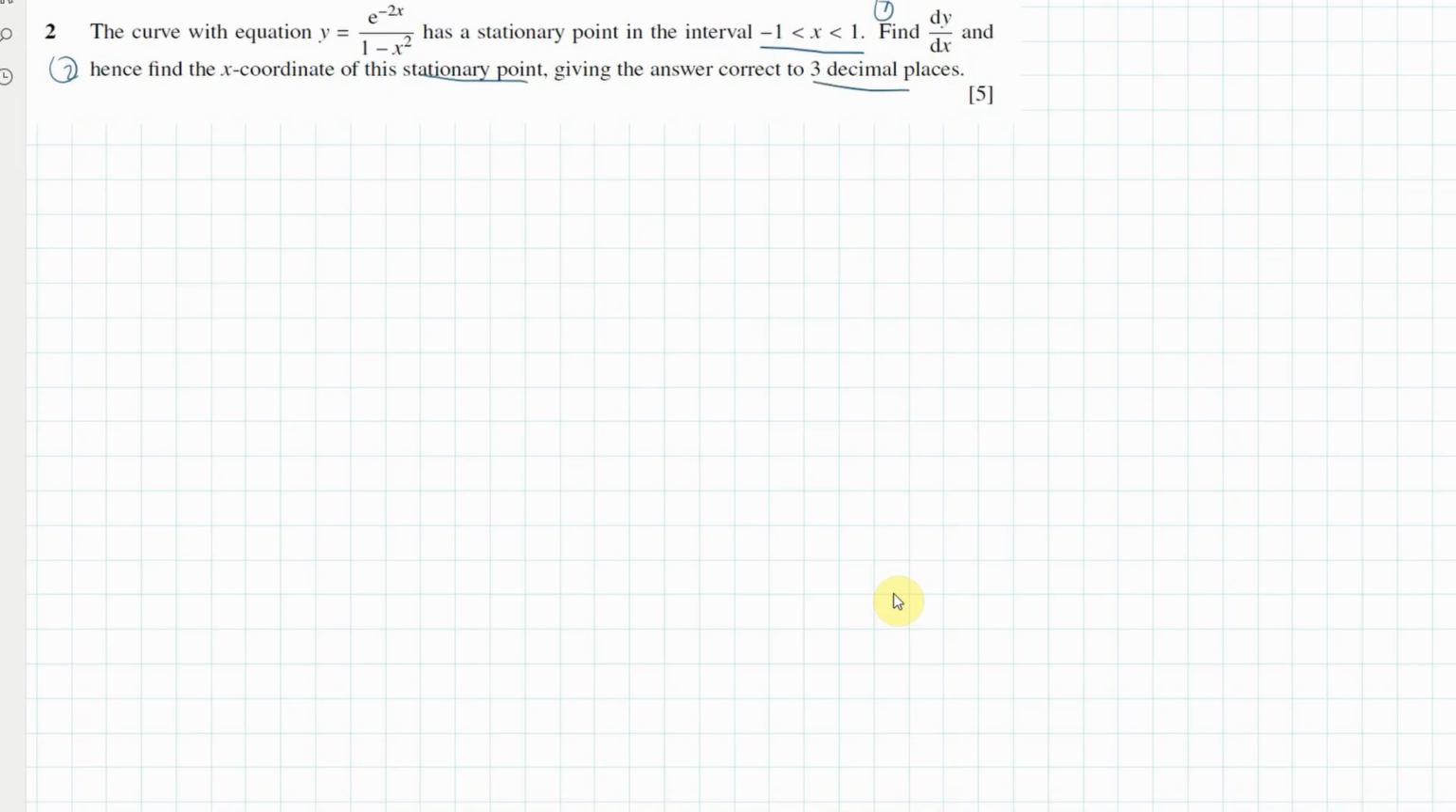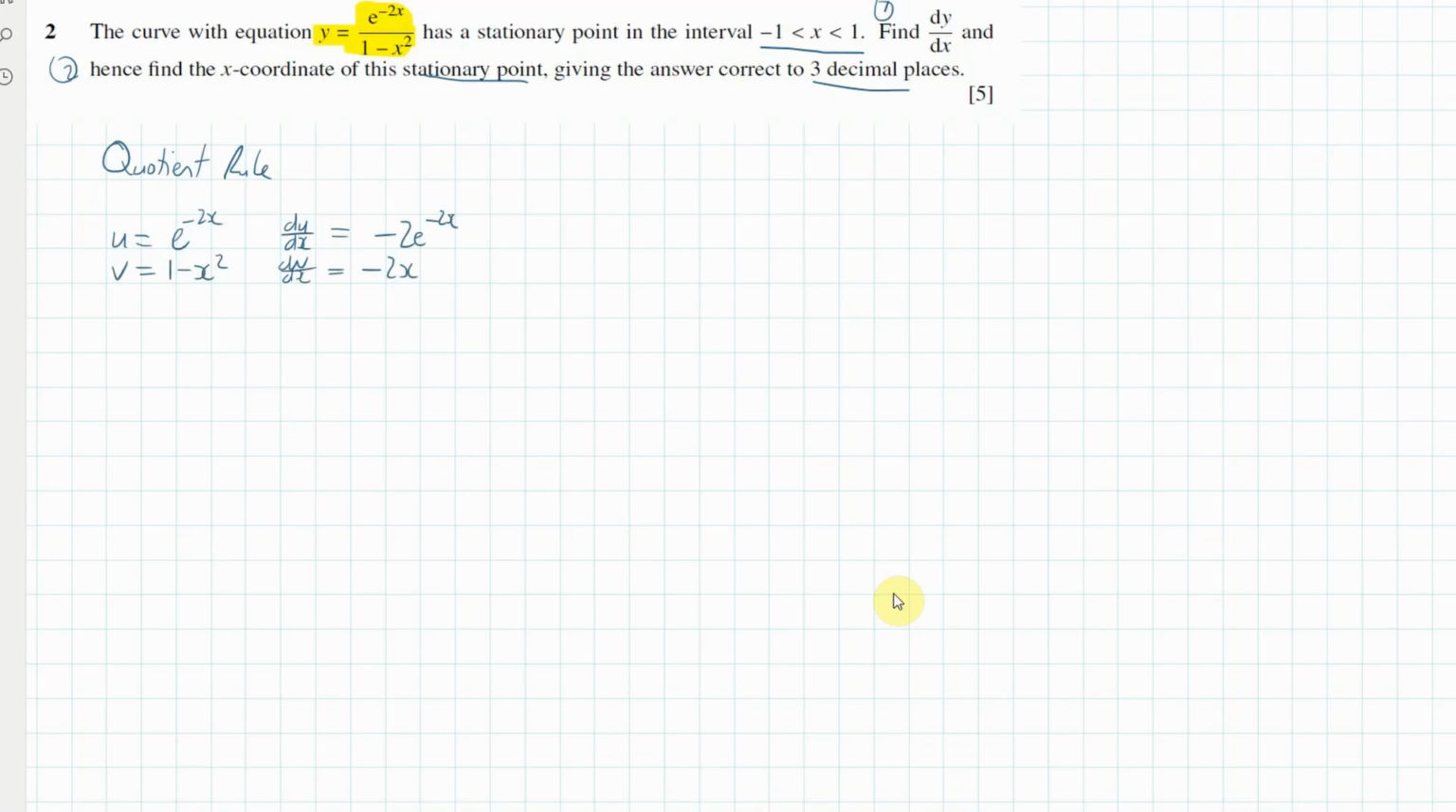Okay, perfect. So this is what I'm having to differentiate here. First thing is to recognize I need to use the quotient rule for this one. So I'm going to say my u is equal to e to the minus 2x, and therefore du/dx is equal to minus 2e to the minus 2x. I'm going to say that my v is 1 minus x squared, so my dv/dx is therefore going to be equal to minus 2x.